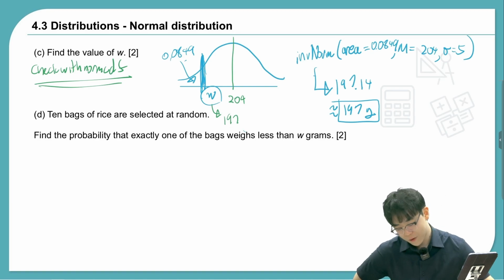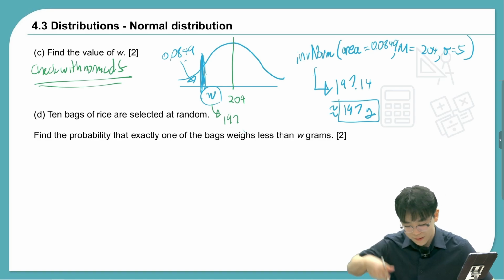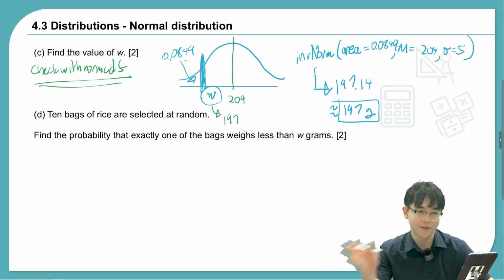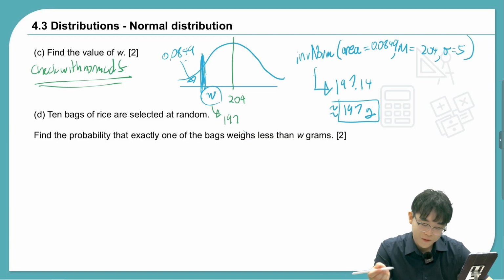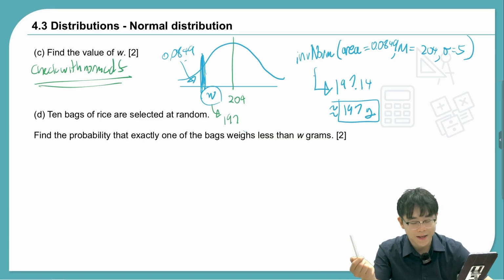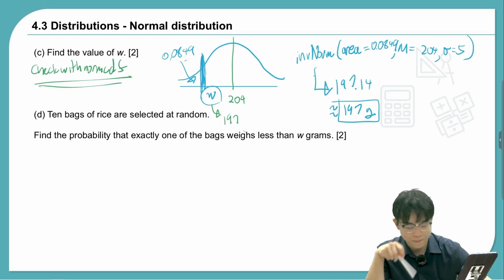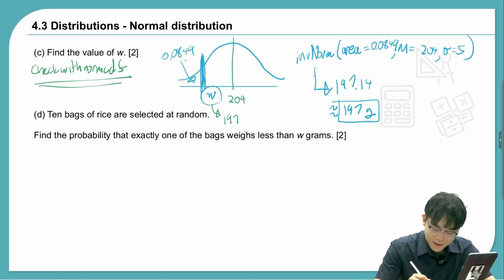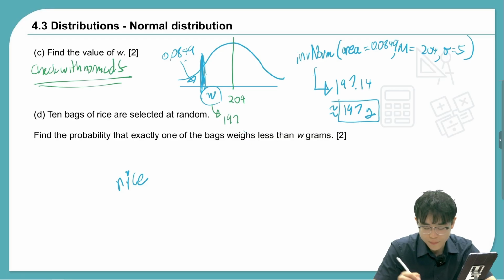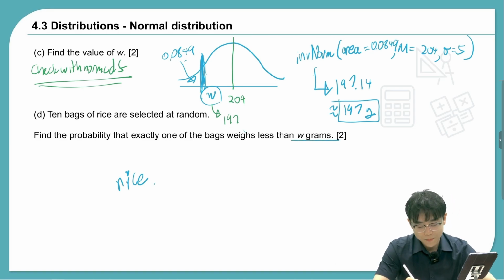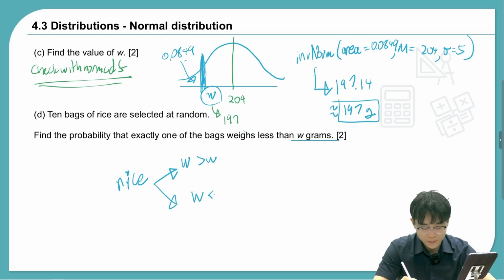We have 10 bags of rice that are selected at random. This is what I mentioned earlier. Usually they do this for the later questions, but what the IB likes to do is tie in normal distributions with binomial distributions. For a single bag of rice, we have to measure its weight, so it could be anywhere along this normal spectrum. But we just identify two cases: the measured weight is greater than W, or the measured weight is less than W.